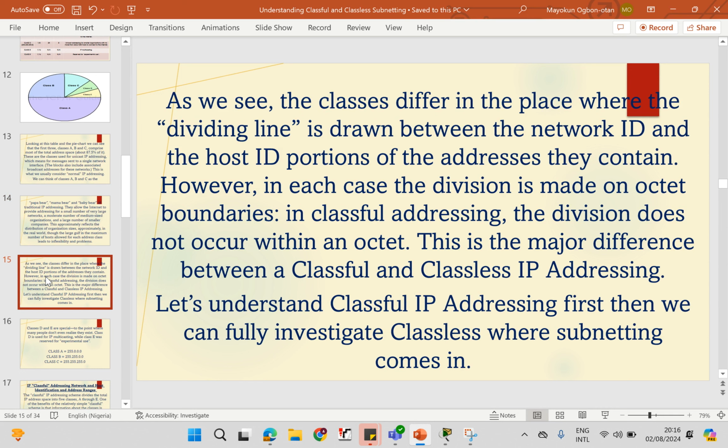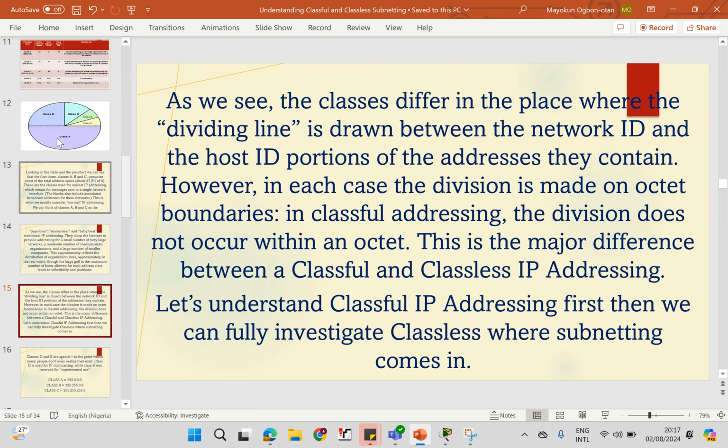So it's drawn between the network ID and the host ID portion of the addresses they contain. However, in each case, the division is made on octet boundaries. That 255 is an octet, 8 bits. 8 bits makes one octet. So, in classful addressing, the division does not occur within an octet.